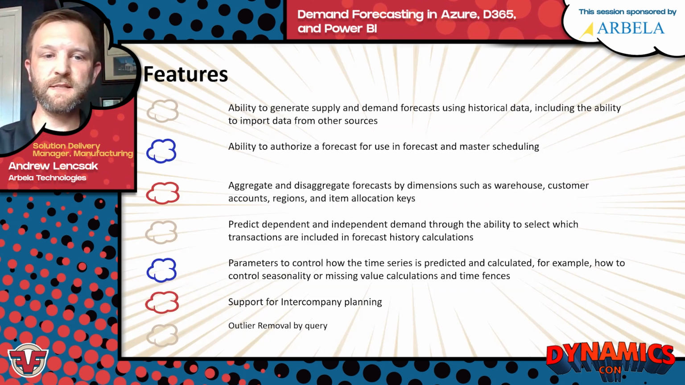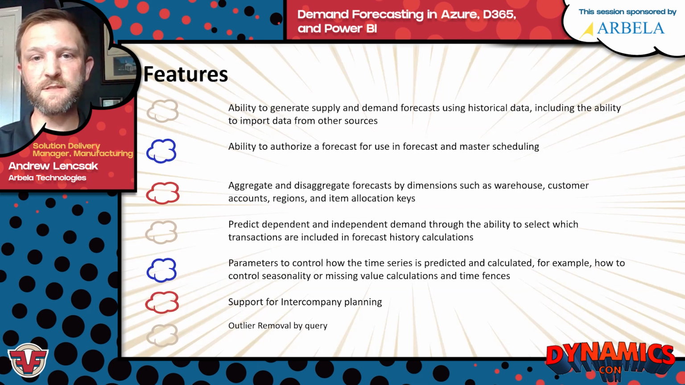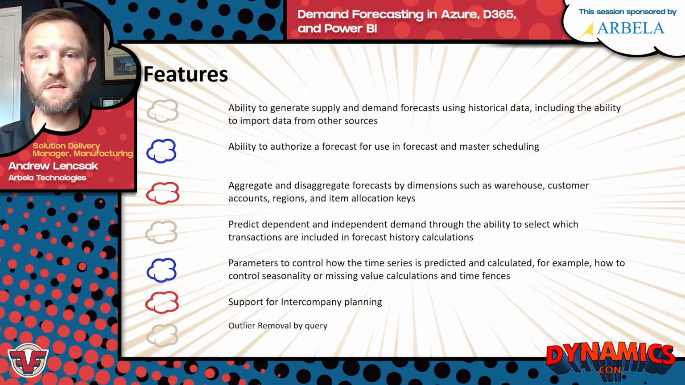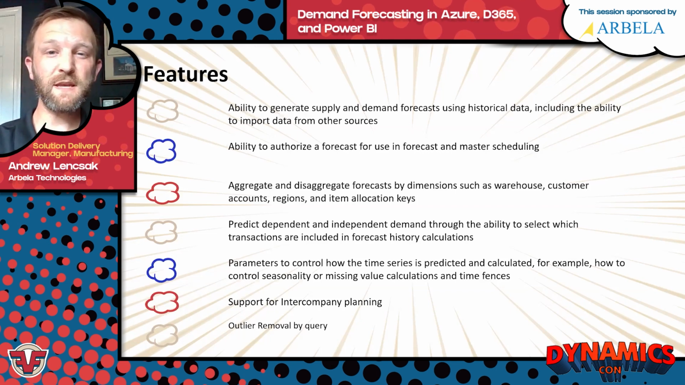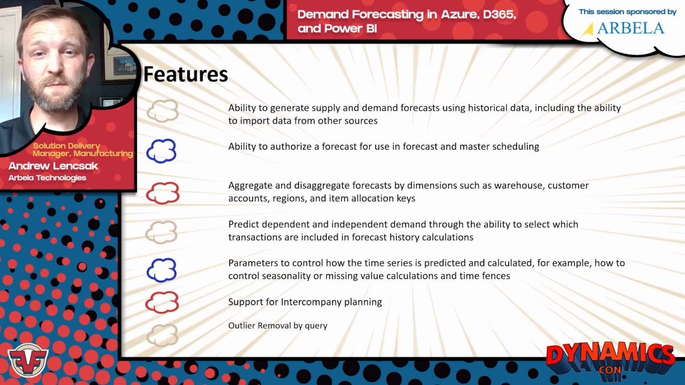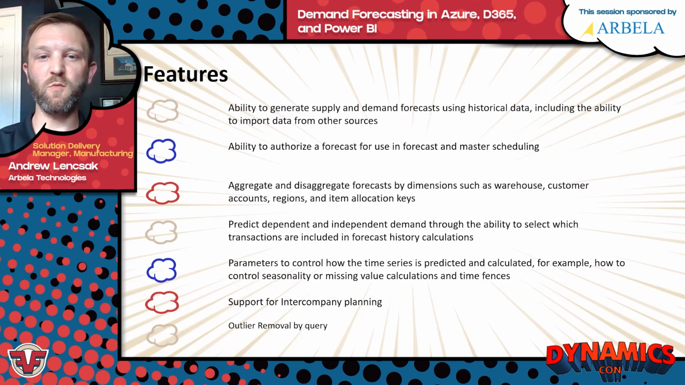We can also predict dependent and independent demand by using the ability to select which transactions are included. So for example, if I am forecasting finished goods, as I mentioned before, maybe I only want to look at sales orders, that independent demand, versus if I have an item that maybe can be sold as both a finished good and a kit. Dependent demand might be the production order that consumes that finished good when it needs to sell it as a kit. And you have the ability to select which of those transactions are included in your historical forecast.